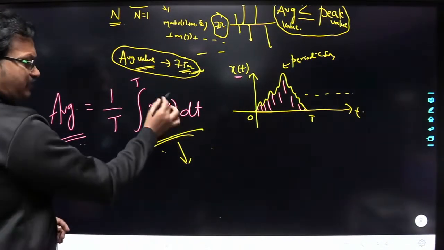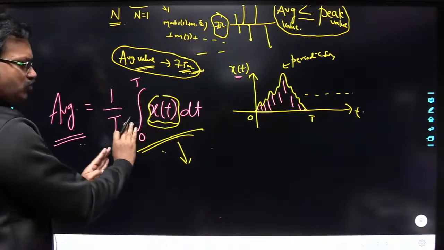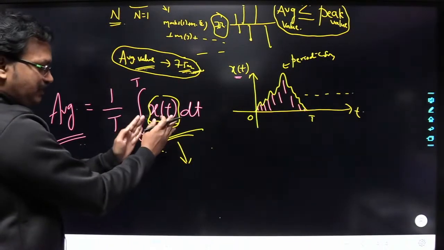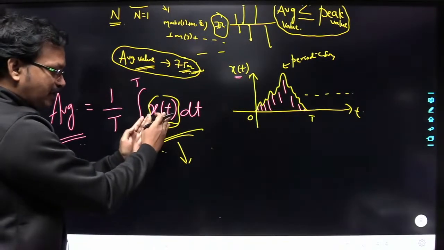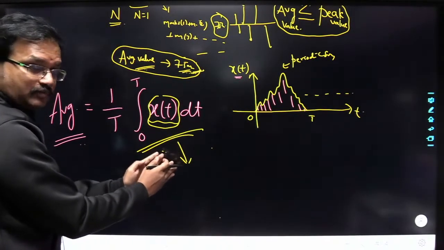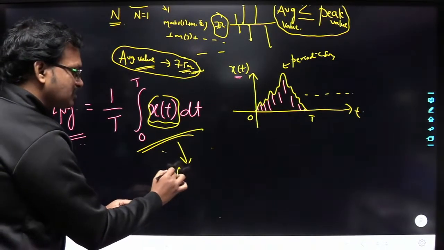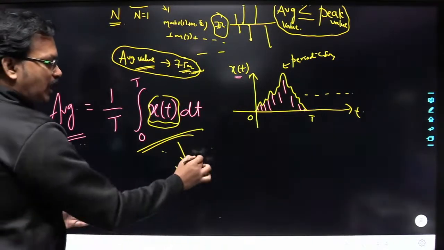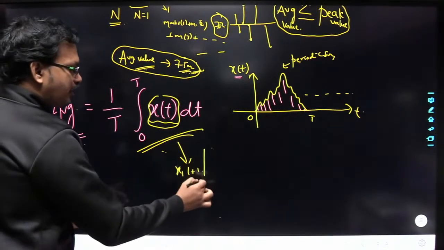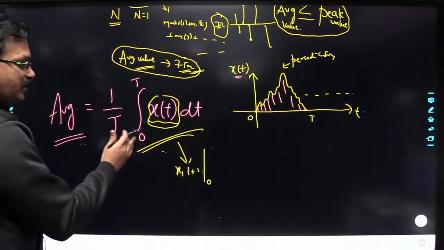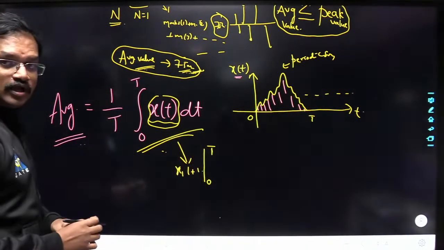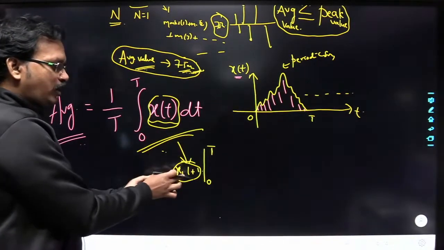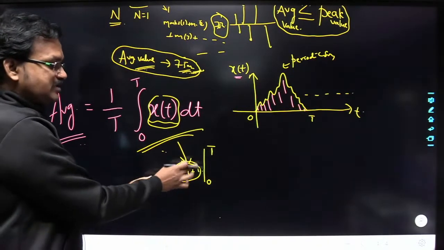Here it is a function of time. If you integrate something which is a function of time, then the result that you are getting is also a function of time. Let us say x1 of t or something. Then what you are going to do? You are going to substitute the range, that is from 0 to t. Once you integrate this, you are going to get something that is a function of time.